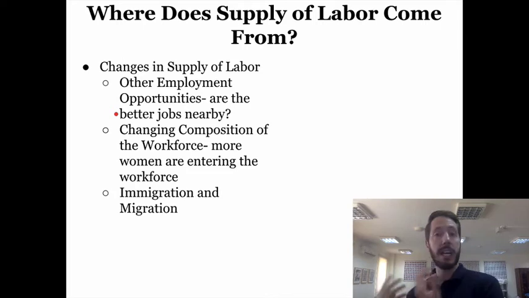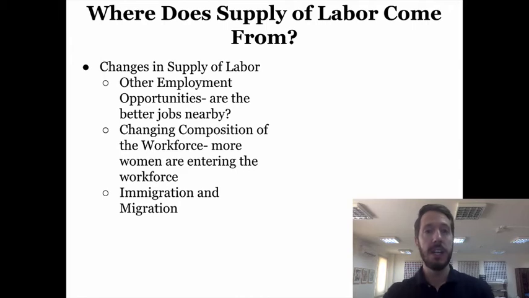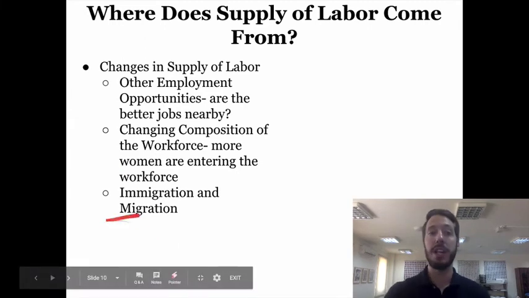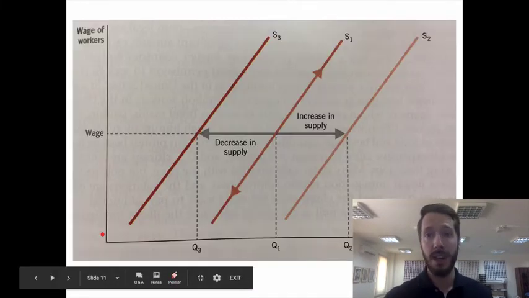So the supply of labor can go up when there's better opportunities in other cities or other states or provinces or sometimes even countries. So labor will go to those places that have better jobs and better offers. Women entering the workforce can have an increase of the supply of labor, and immigration and migration can increase the supply of labor to particular types of markets and firms.